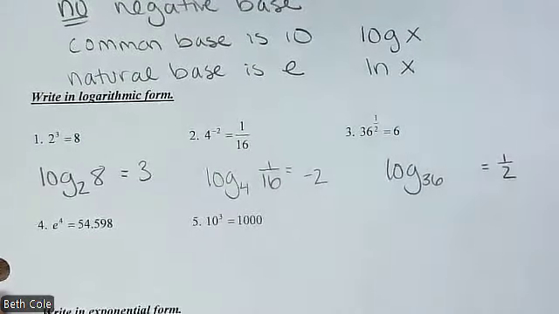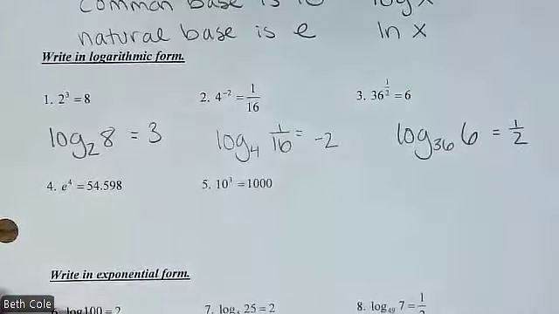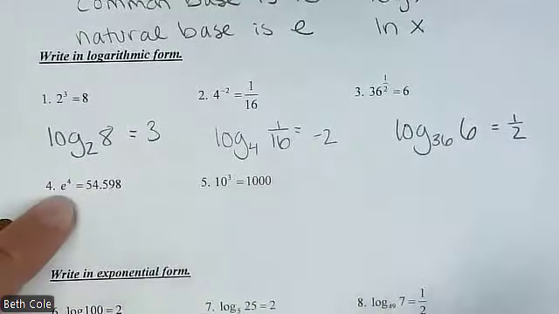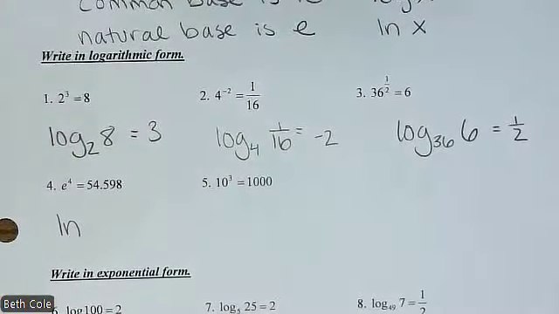It's going to equal a half. That's the exponent. That's kind of the whole point. And then 6 has to go in the only remaining spot. Now, these are the two special ones, e and 10. So when you see e, you're going to write ln. That means the same thing as log base e.